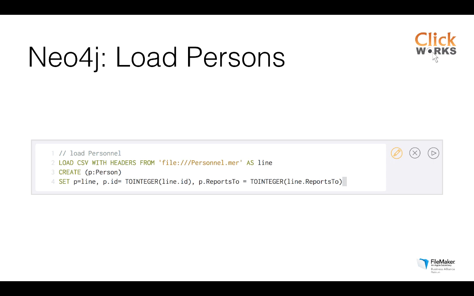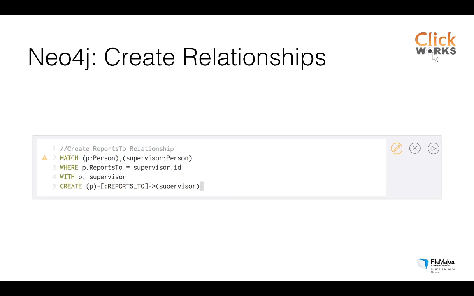Okay, so we saw how to create the person nodes from the CSV file. The next step is to build the relationships, because FileMaker provides us with the primary keys and foreign keys. That's the way FileMaker understands relationships. But we need to create native graph relationships.